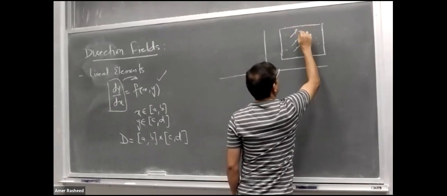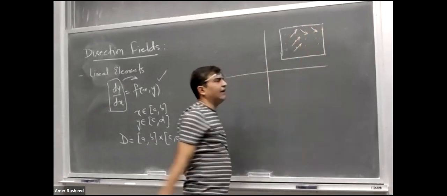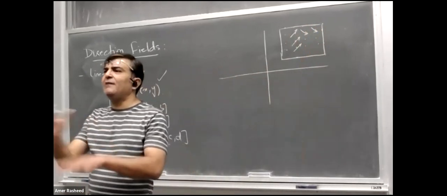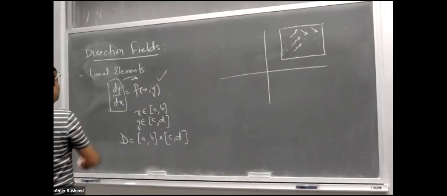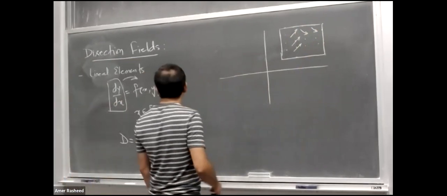In a, maybe it could be like this. So these are lineal elements having the same slope, which we compute using these functions. So these are the lineal elements. We discussed this last time.